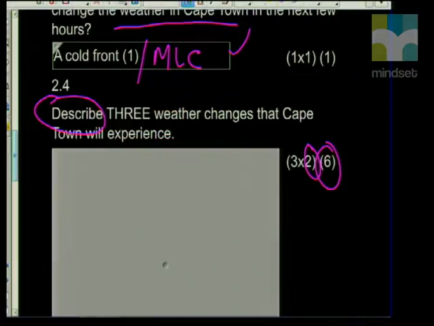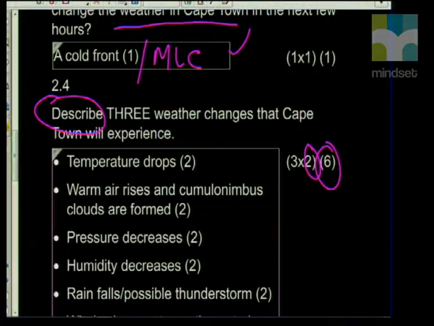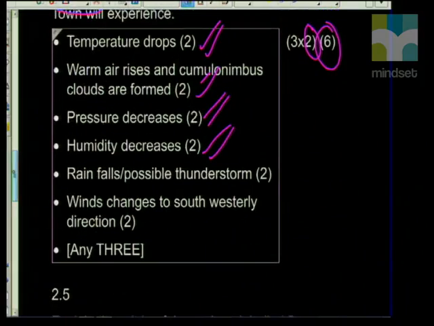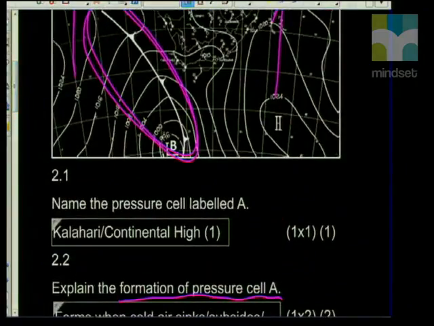There will be a decrease in temperature, increase in wind speeds, cloud cover, precipitation, as shown down here. See, temperature drops, and we've got it here. Warm air rises, cumulonimbus clouds form, pressure decreases, humidity decreases, rainfall, possibility of thunderstorms, or you can write the word precipitation. Winds change to southwesterly because that's where it's coming from. Can you see it? It's coming from there, so the winds blow in from there.